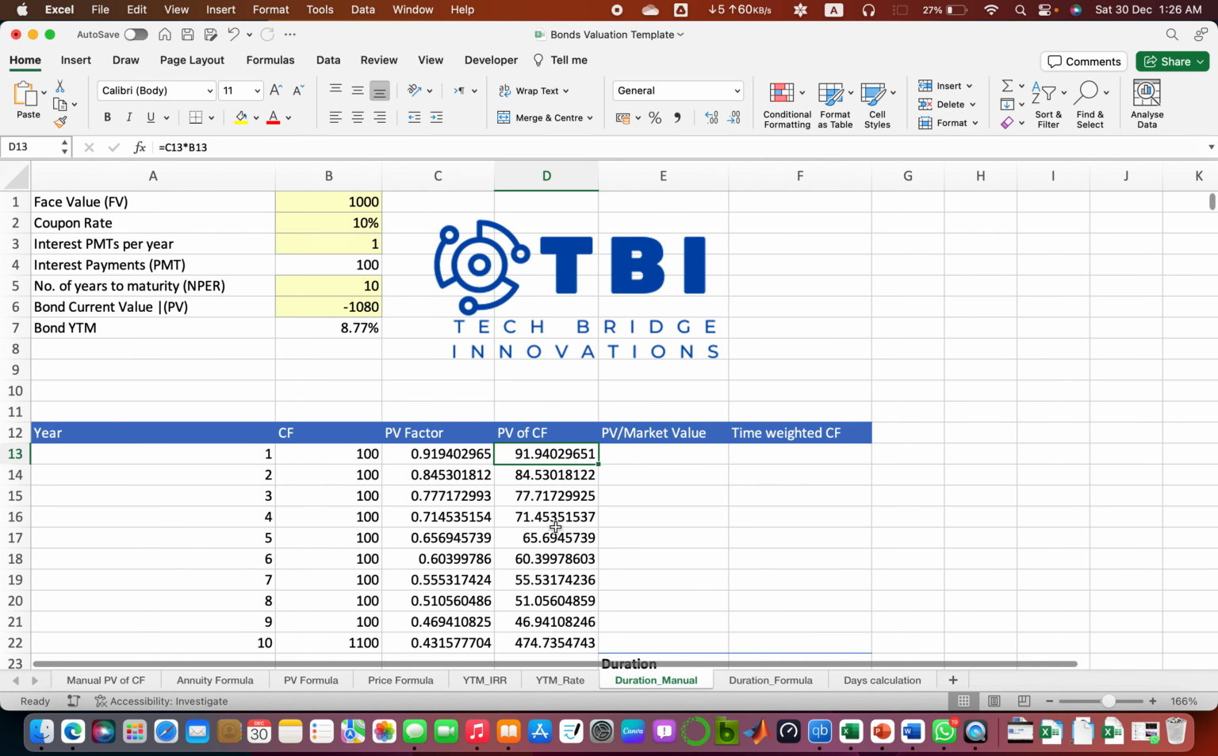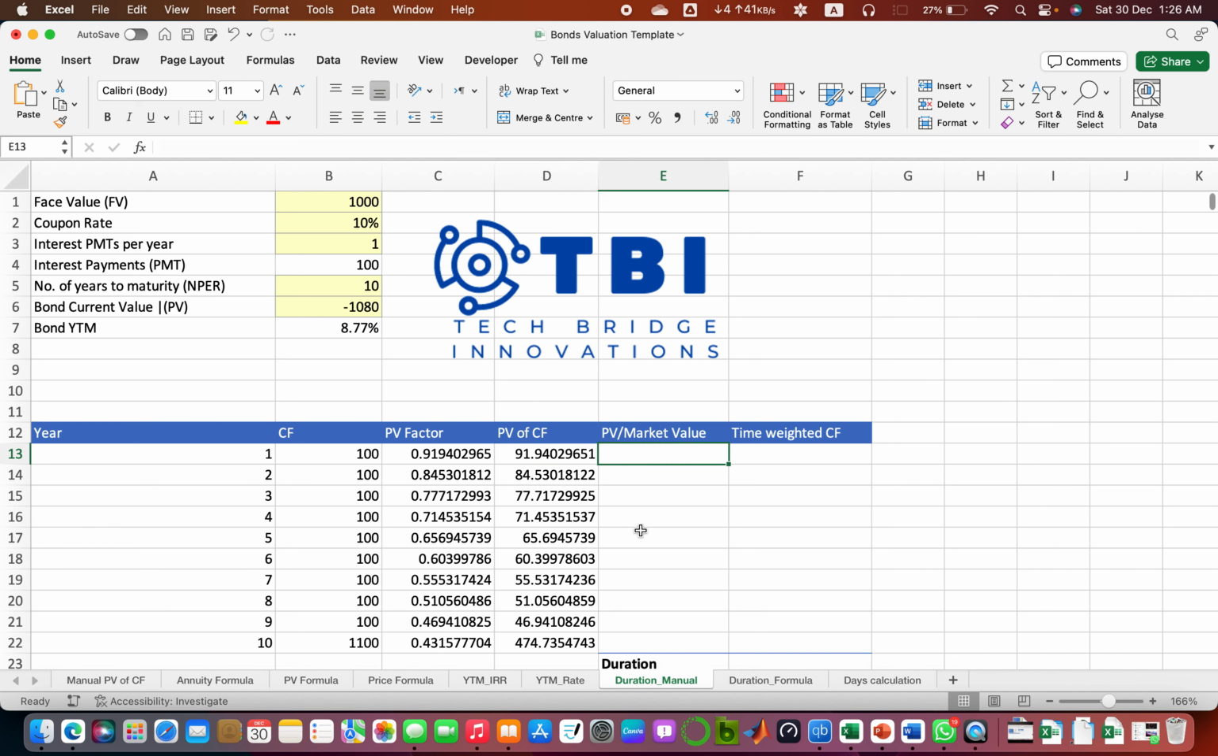This is the same data I have put here, and since the values are changed, you can see the changed values, but the same sheet has been copied here. Now, to calculate the duration of a bond, we divide the PV of the cash flow by the bond's market value or price. The current value here is PV 1080, but I'm adding a negative sign, because the price is already negative and we need the answer in positive.